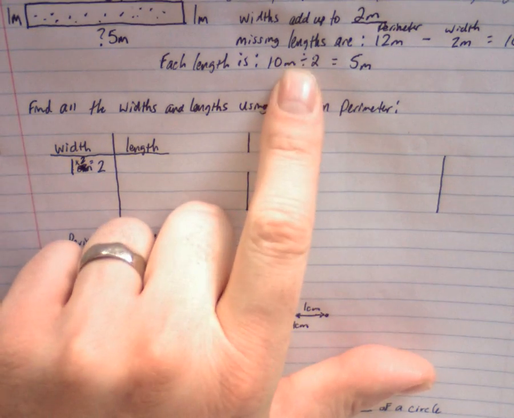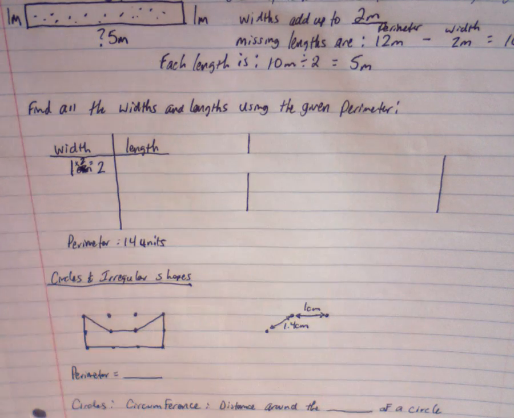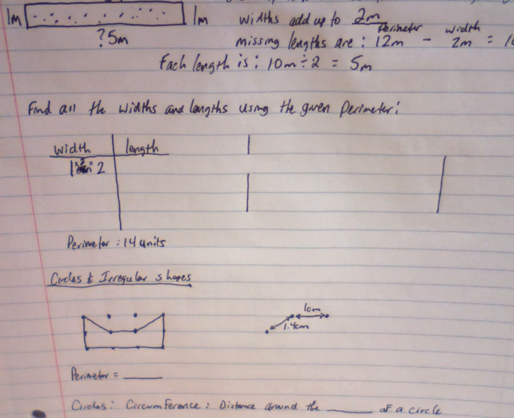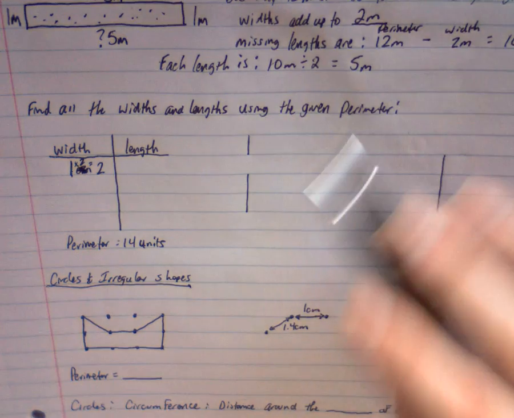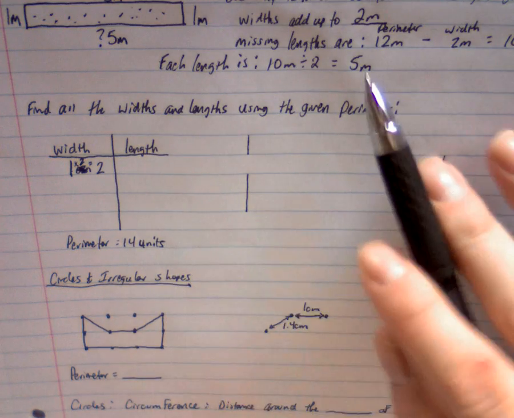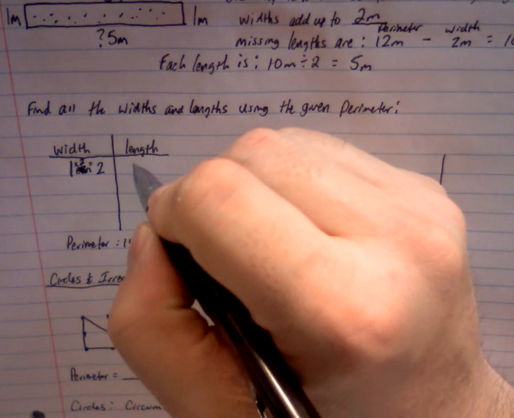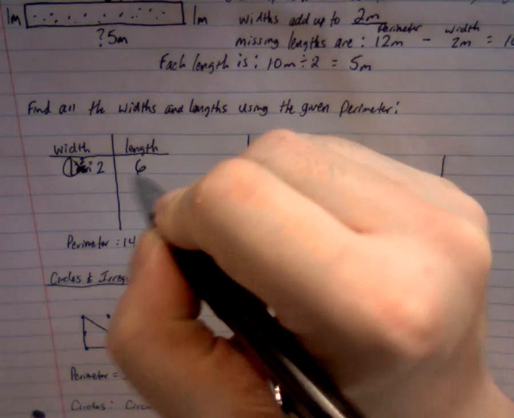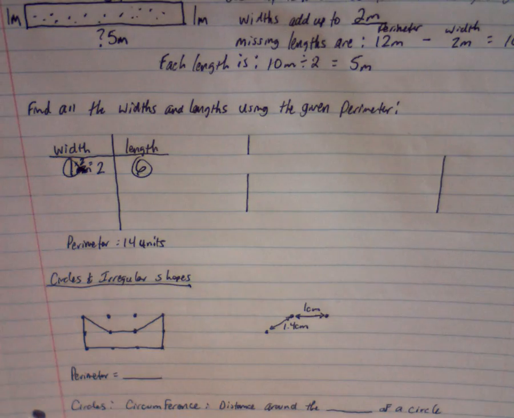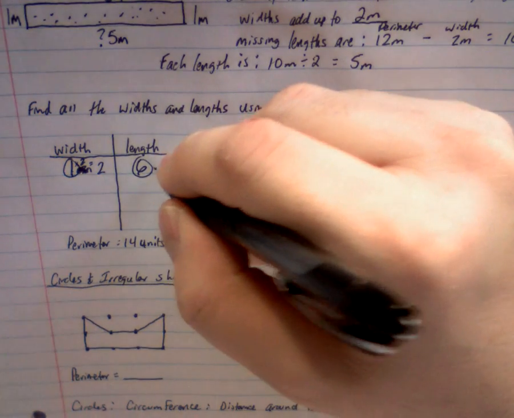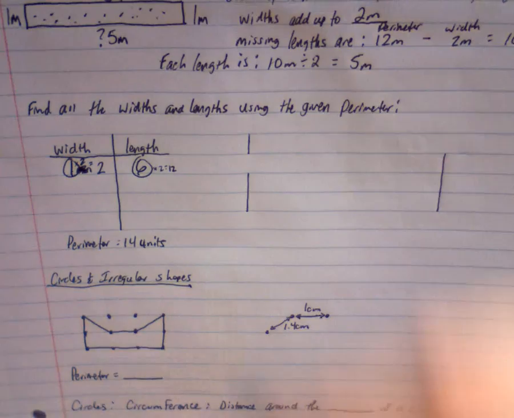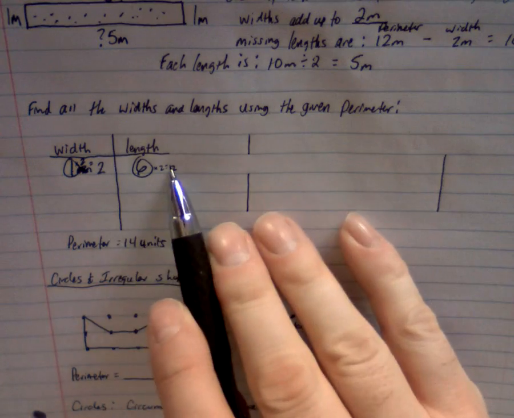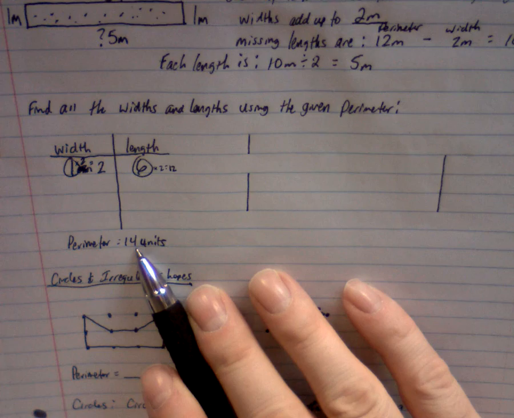And like I did up here, I divide by 2 because I need to find each length, not just the lengths altogether. So what I want to do is find each one. I have 12. If I divide by 2, then each length is 6. So you have 1 and 6, because 6 times 2 gives me 12. 12 plus 2 equals 14.